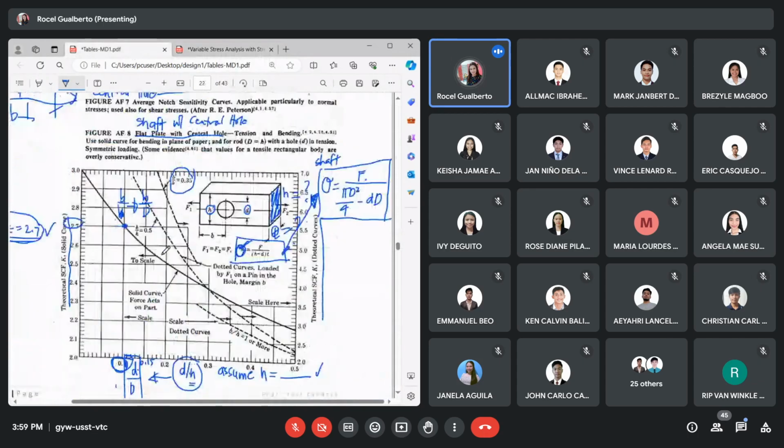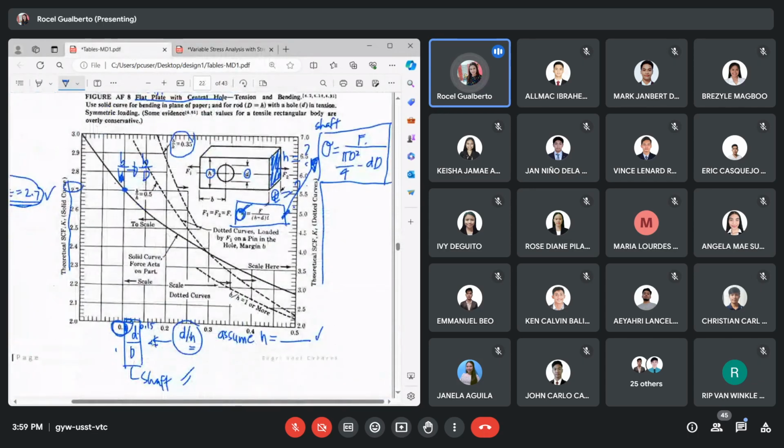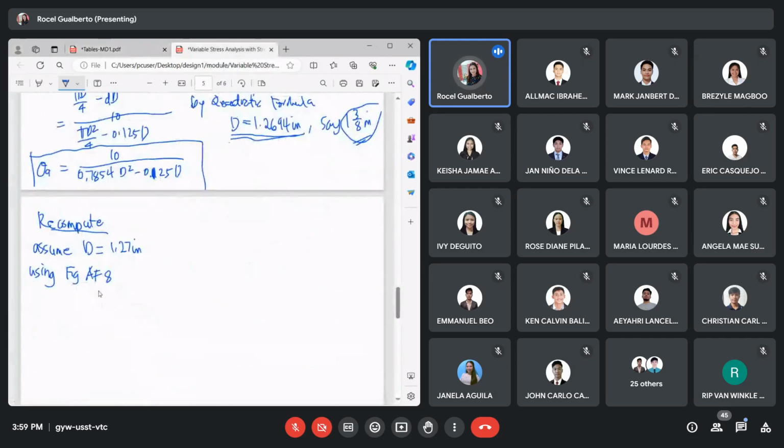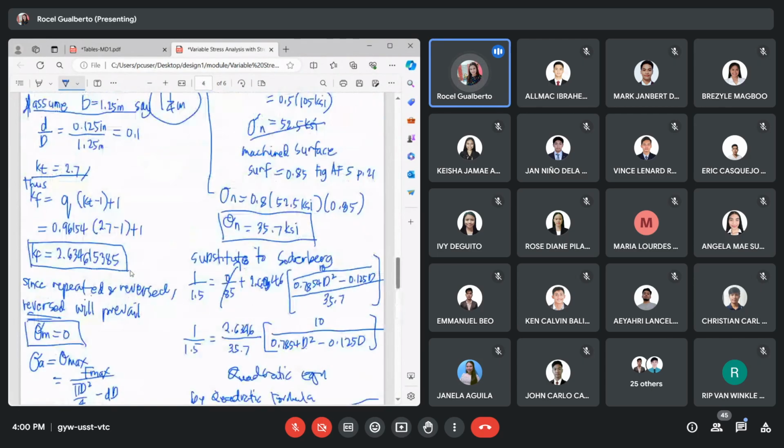Yan. Saan mo po makikita yung value? Kasi ang kukunin mo po diyan is still D over d. So ang d natin is 0.125 divided by 1.27 inches. Yan. So makakakuha ka na po ng bagong answer. Nakuha po ba? Parang gagawin mo lang po ulit.